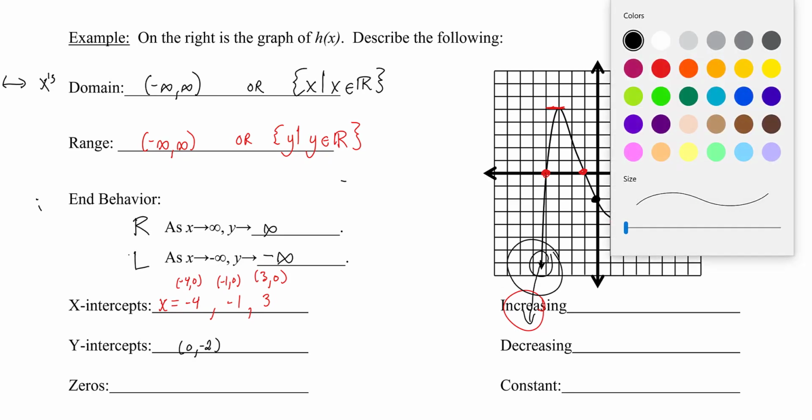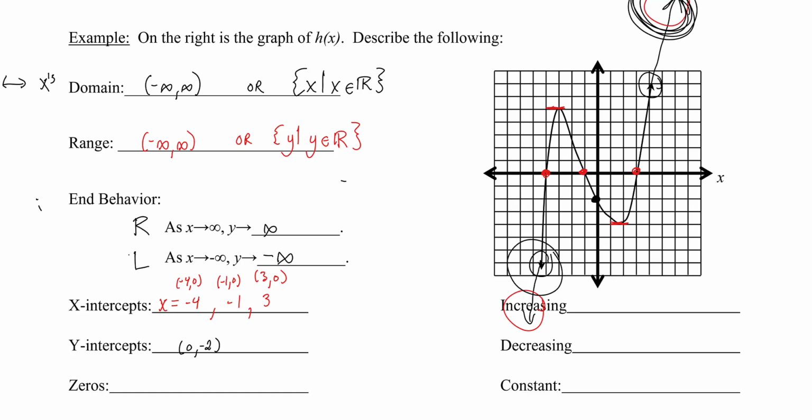A zero is where the function is equivalent to 0. But basically, x-intercepts and zeros are the same thing. We use zeros more when we get into the quadratics unit. And then finally, increasing, decreasing, constant.